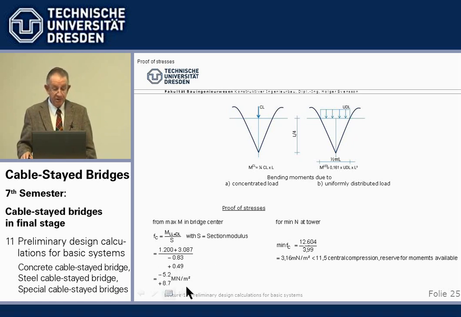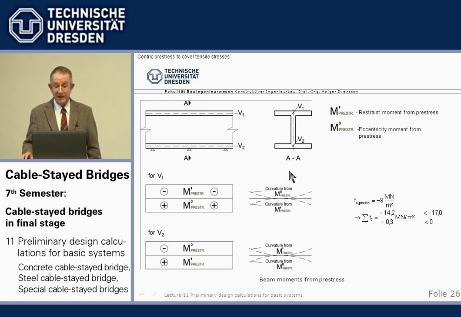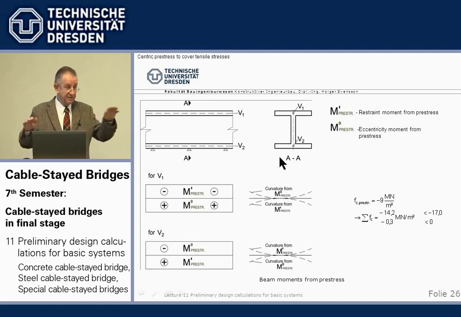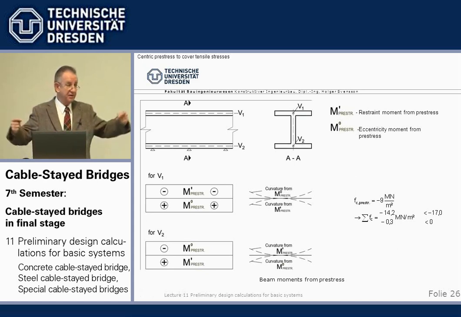That's simple, but we look at the center of the beam. We have plus 8.7 tension. Now we like to put in pre-stress to overcome this tension, so there is only compression. And you remember from an earlier lecture, if we post-tension a cable-stayed beam with straight tendons, then the eccentricity moments and the restraint moments balance one another, and all that remains is central compression. It doesn't matter where the straight tendons are positioned in the cross-section.